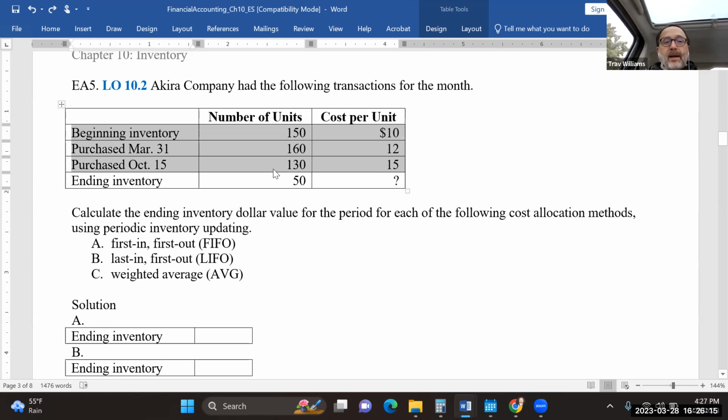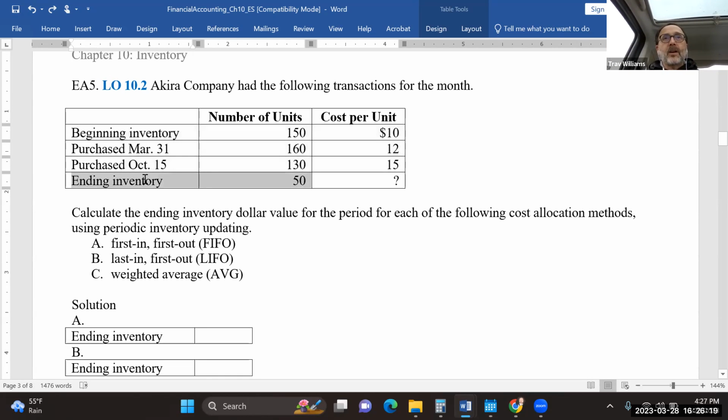Which means that if we have 50 units left over in ending inventory, the cost of that inventory is going to be based on what didn't get sold, right? The last lot. So to figure out the total ending inventory, we're going to take the 50 units times the $15 per unit from that lot, and we get $750. That's the cost of our ending inventory.